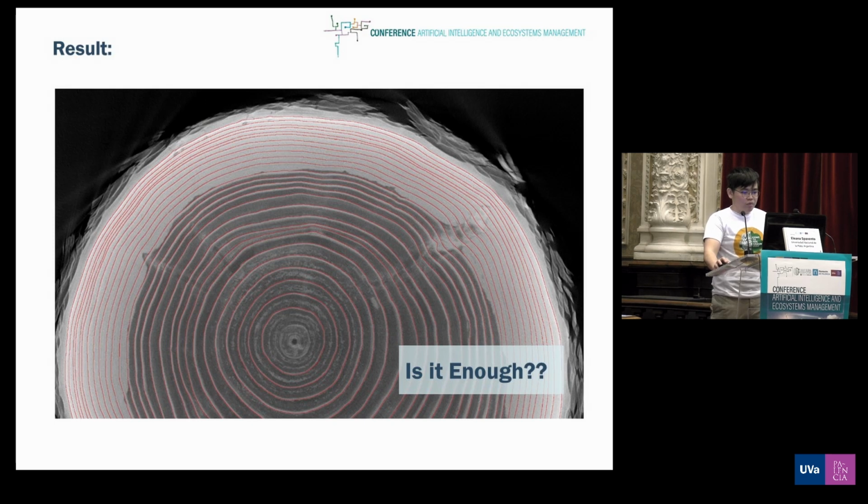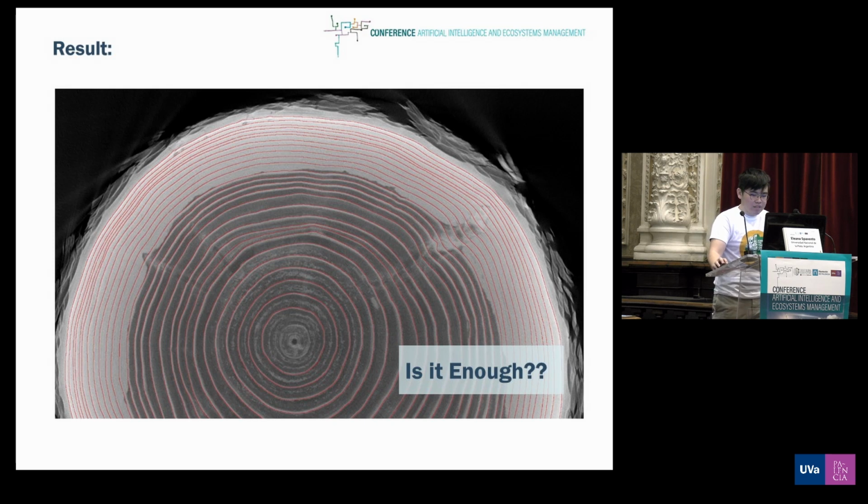Another huge problem is here, where the rings are almost missing. In this area, our algorithm cannot work perfectly. If you don't have perfect edges detected before, then the algorithm cannot work. It's somehow like garbage in, garbage out. Okay, I will go back to my presentation for the last few slides.